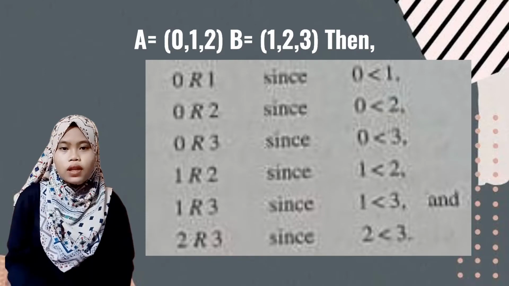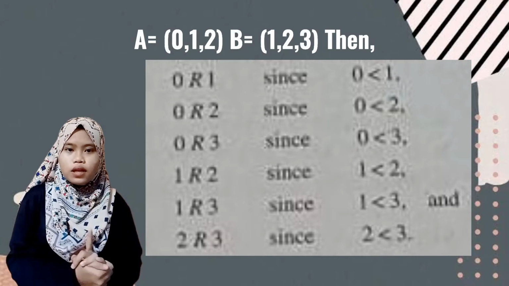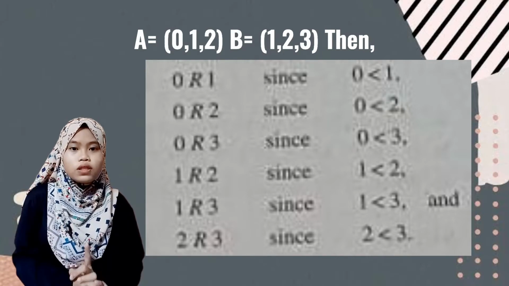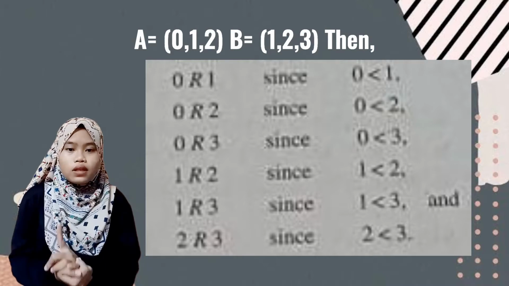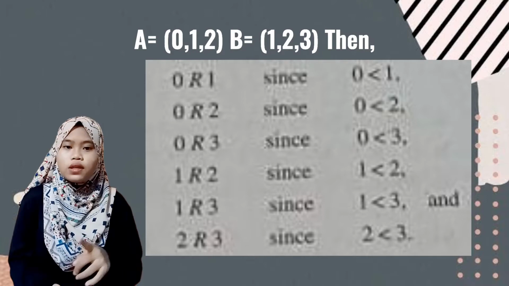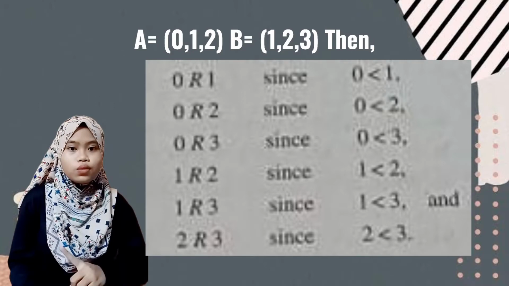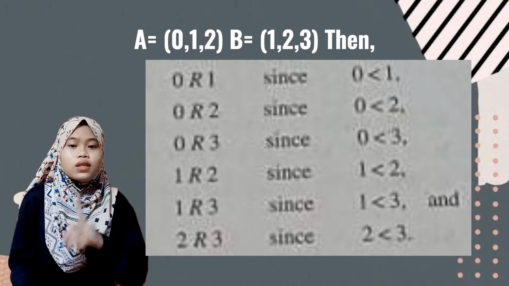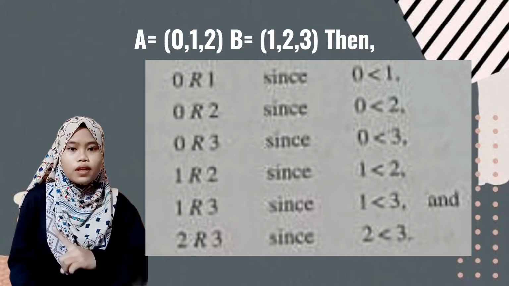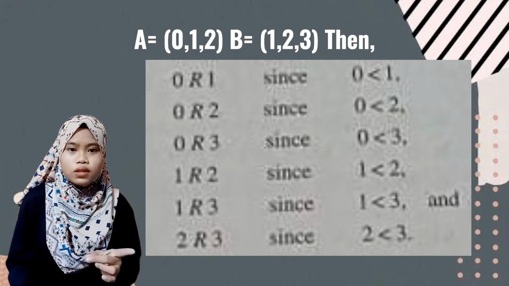0 is related to 1 since 0 is less than 1. 0 is related to 2 since 0 is less than 2. 0 is related to 3 since 0 is less than 3. 1 is related to 2 since 1 is less than 2. 1 is related to 3 since 1 is less than 3. And 2 is related to 3 since 2 is less than 3.